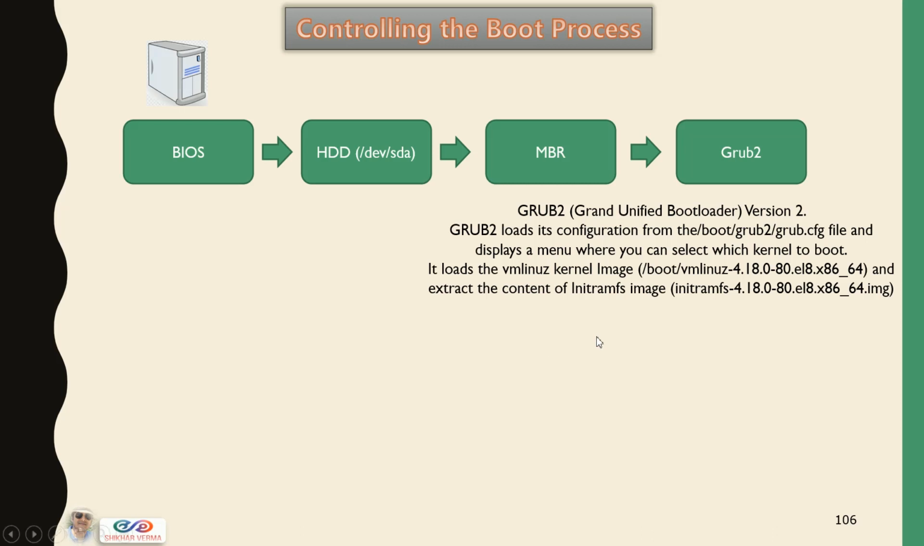That will be defined in this file, that is your /boot/grub2 and grub.cfg file. So this is the grub configuration file. Your grub2 is going to consult with this file and will come to know that this is the kernel and this is my init RAM fs.